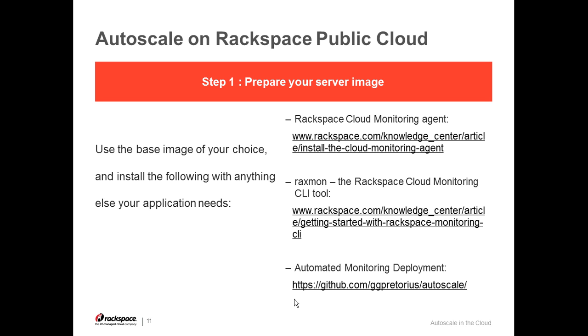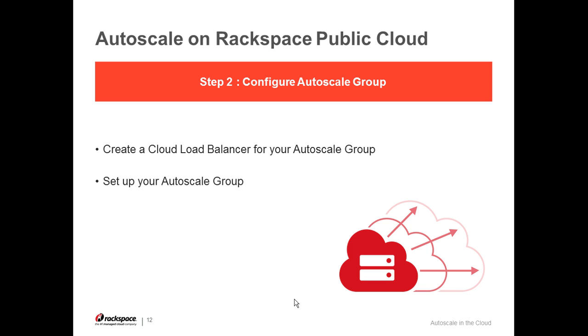You're going to have to put your application code on there and make sure that your application code and content is also ready to go. But in addition to that, those three things: the monitoring agent, the CLI tool, and also the automated monitoring deployment. The second step is to configure your Autoscale group. What you would want to do is create a cloud load balancer, of course, to be your traffic distribution mechanism, and then just set up your Autoscale group. Again, you'll see that setting up the Autoscale group is actually the simple part. The hard part is preparing your server images so that as they come online, they'll integrate properly into your environment. Setting up the Autoscale group is not that difficult to do. So that's the second step.